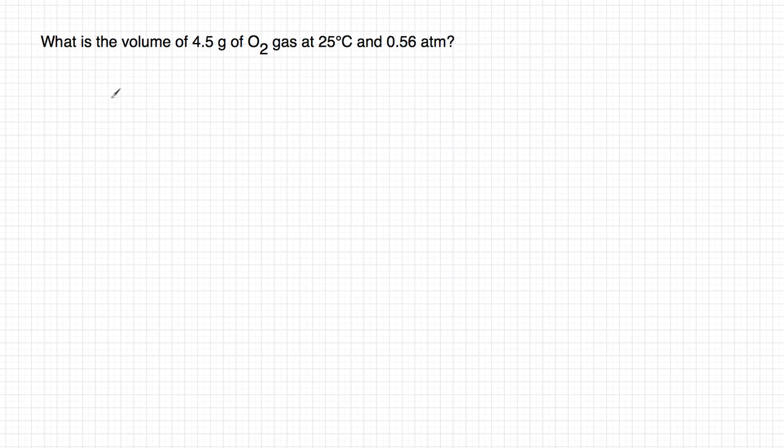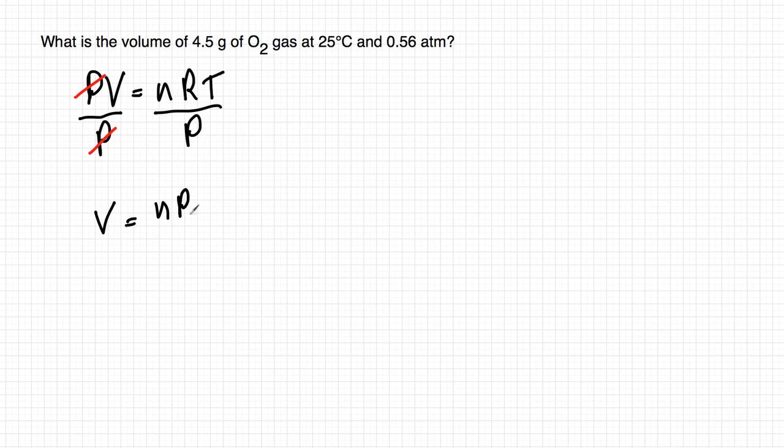So the first thing I want to do is write down the ideal gas law equation. And that, of course, is PV is equal to nRT. And I need to get volume off to one side, so I'm going to divide both sides by the pressure. And the pressure cancels on the right-hand side. And all I'm left with is the volume. And I get volume is equal to nRT all over P.